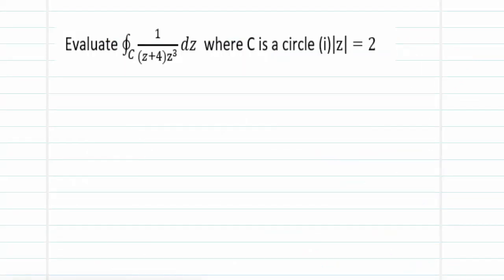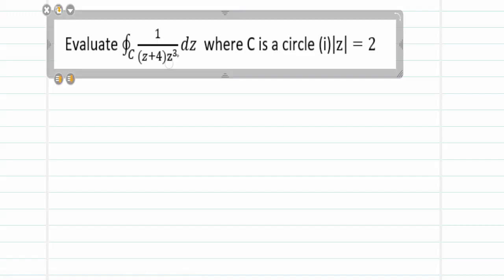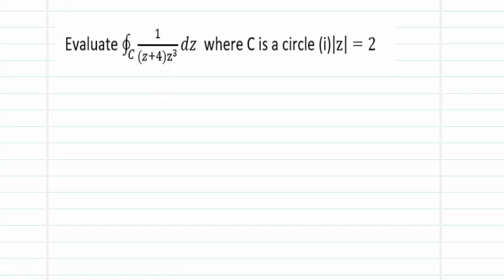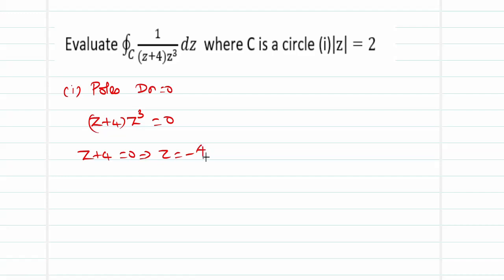We will try solving one more problem using the evaluation of integral over C 1 by z plus 4 into z cube dz, where C is going to be the circle mod z is equal to 2. So the first point is to find your poles. How to get your poles or the singularity? Equate the denominator to 0. So z plus 4 into z cube is equal to 0. z plus 4 equal to 0 gives you z is equal to minus 4. And z cube equal to 0 gives you z is equal to 0. How many times? This is going to be 3 times.